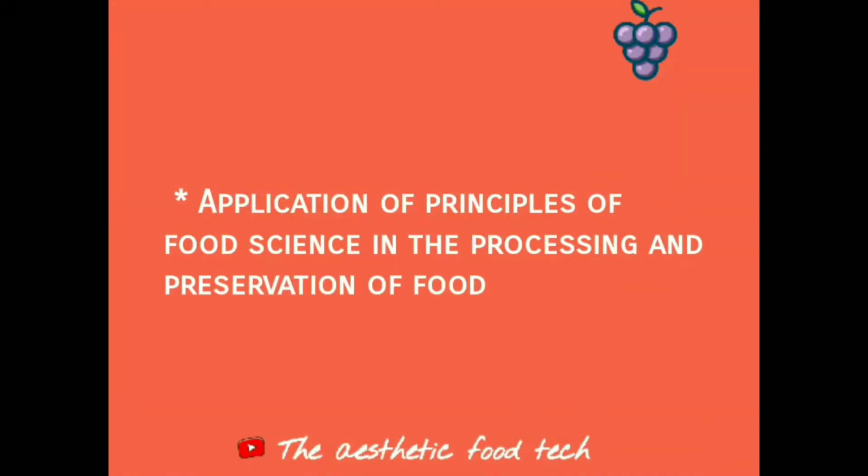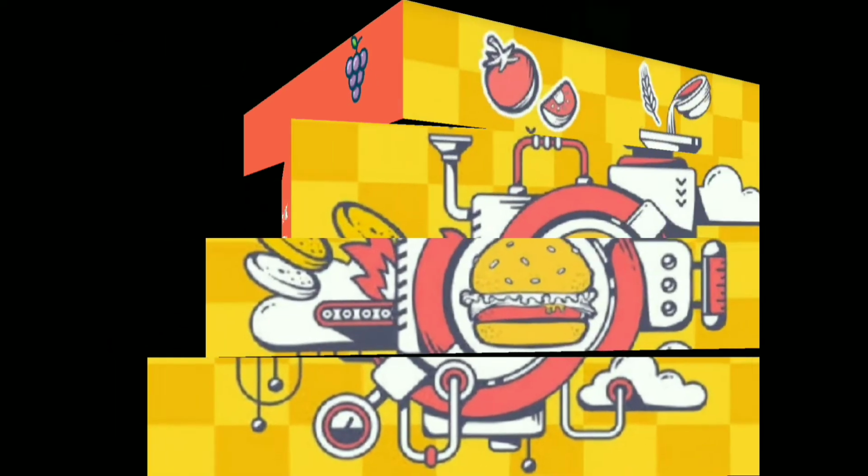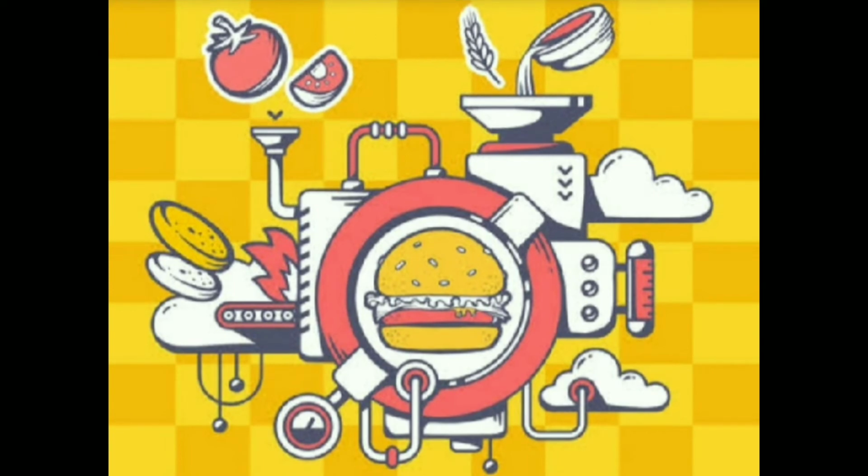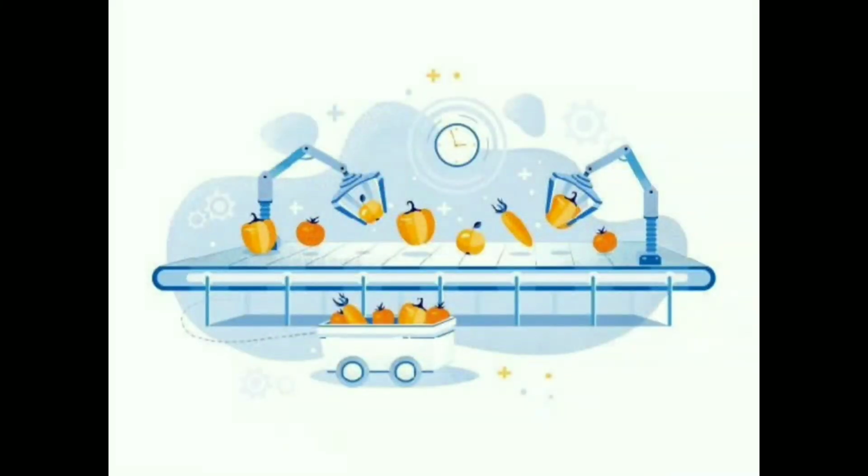What is food technology and how does it differ from food science? This is a subject that we must think about. Both food science and food technology are very different. In food technology, we apply all the principles that we have learned through food science. That is, especially during processing and preservation, we use the principles of food science and apply them.